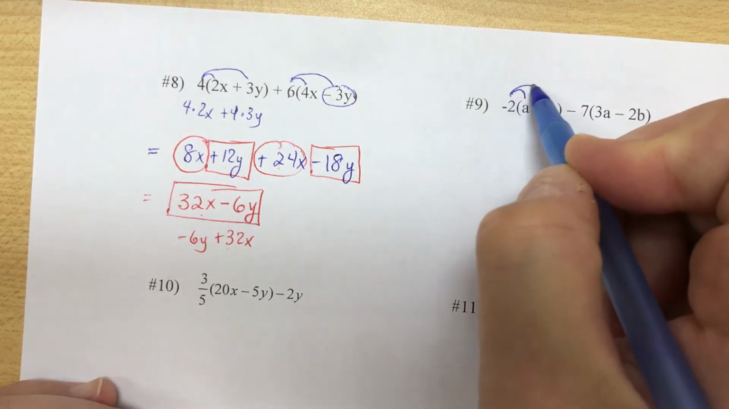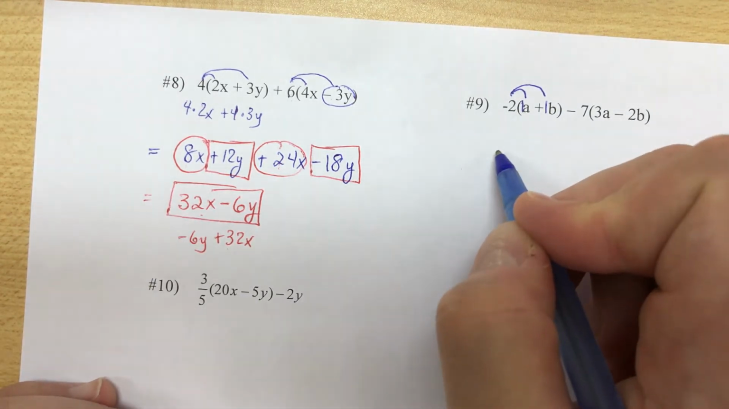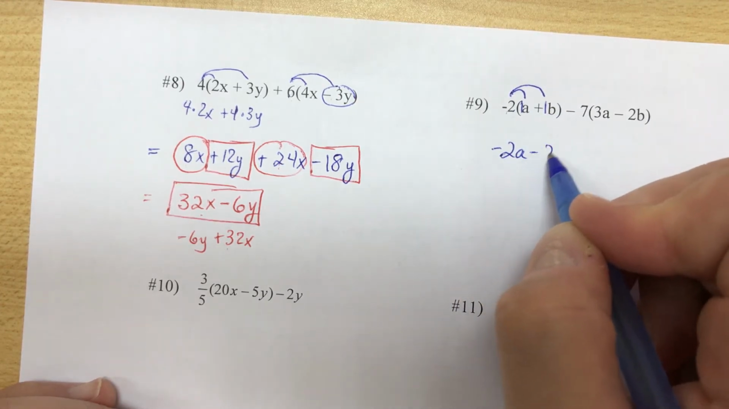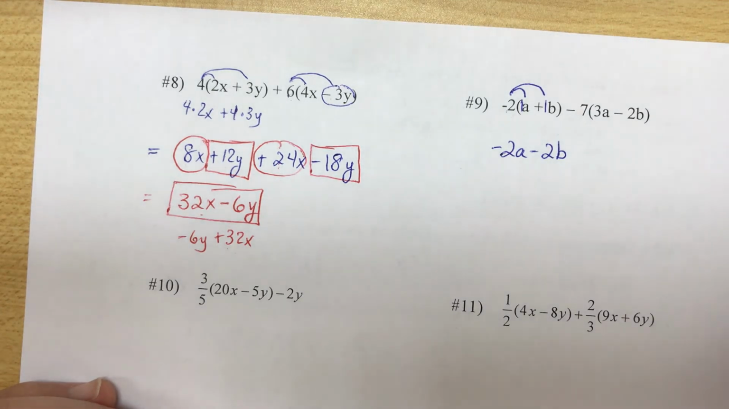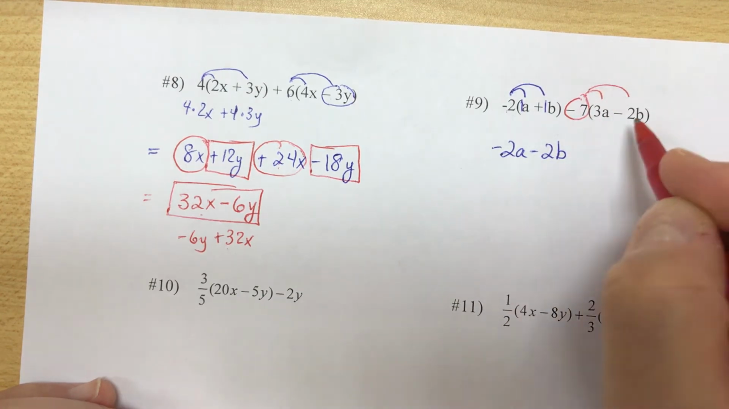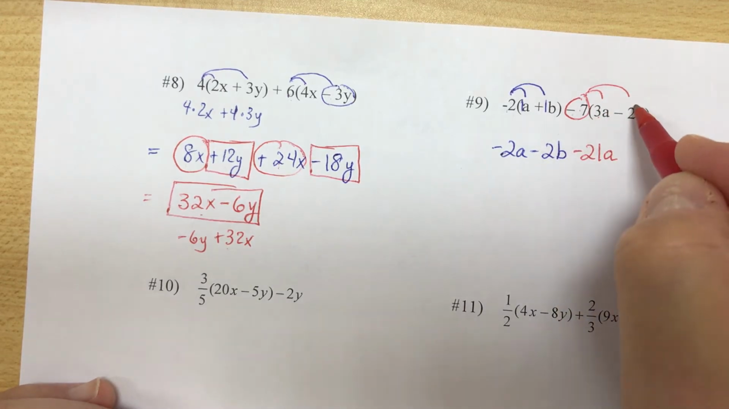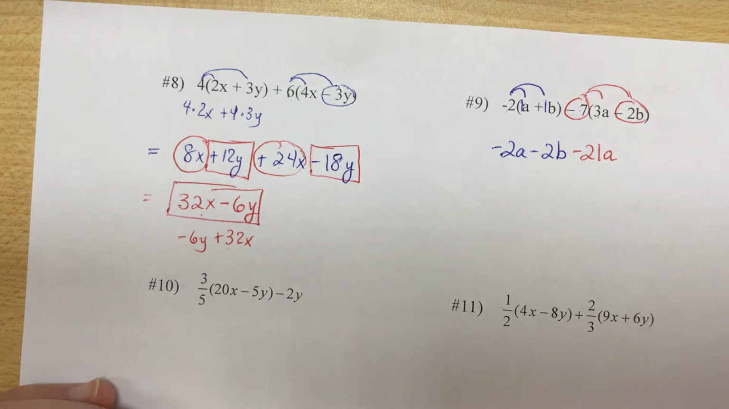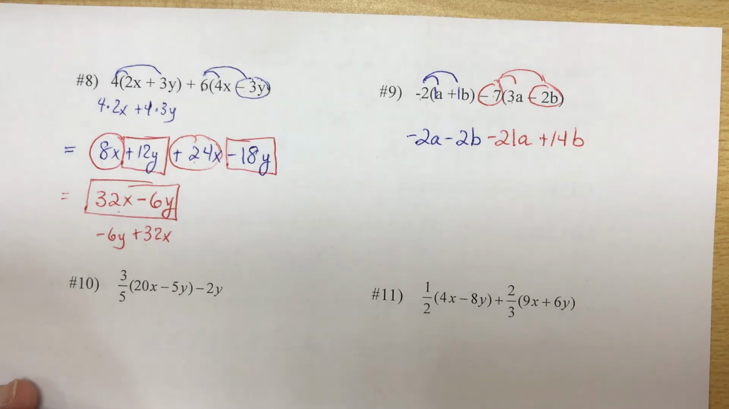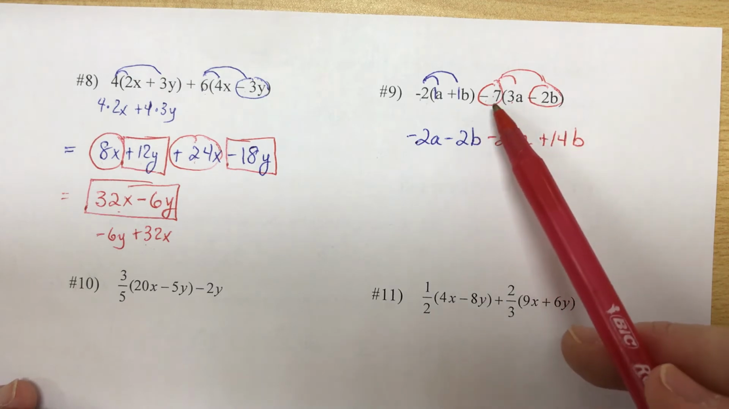This is a negative 2 times, that's a 1a and that's a 1b. So negative 2 times 1a is negative 2a. Negative 2 times 1b is negative 2b or minus 2b. Okay, careful. This is a minus 7. So minus 7 times 3a is negative 21a. Minus 7 times negative 2b. A negative times a negative is positive 14b. Okay, there are a lot of places where we can make a careless mistake with our negatives and positives, so you need to be very careful.